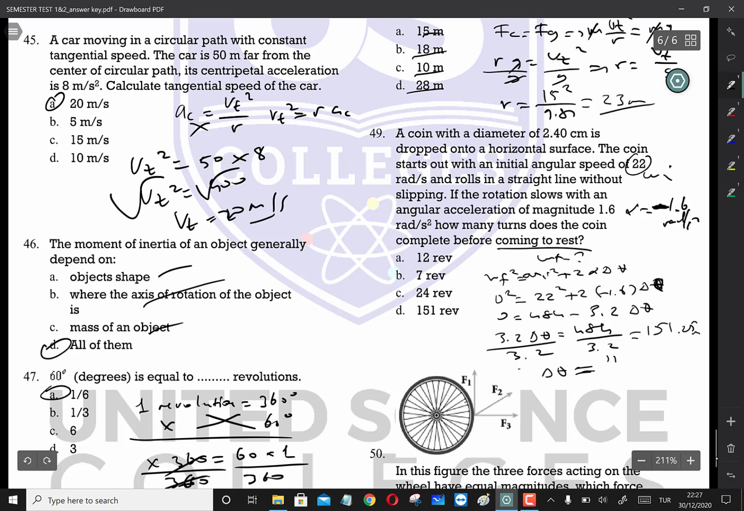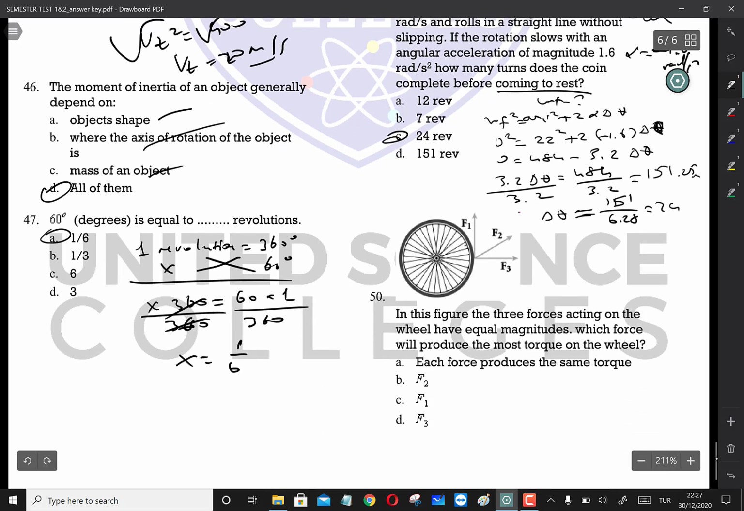So delta theta here is in radian. So we are going to divide this radian by 6.28 to get the angular displacement in revolutions. Divide by 6.28, which is equal to 24 revolutions or turns.